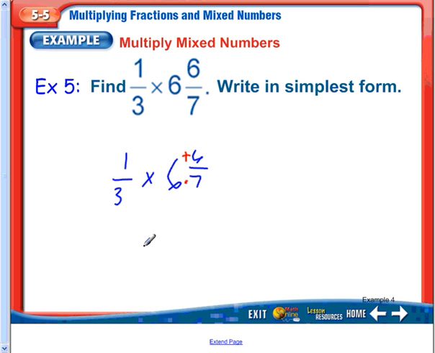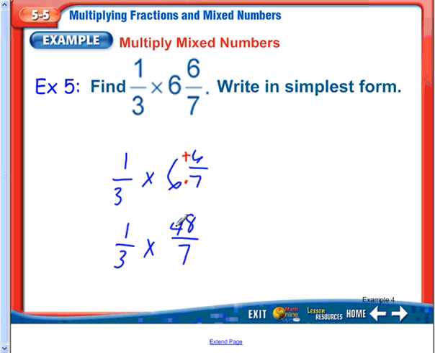So what I'm going to get here is 1/3 stays the same because it's already in fraction form, times, okay, now 6 times 7 is 42. 42 plus 6 is 48. So 48 all over 7. The denominator will not change. Okay, now I can look to simplify.